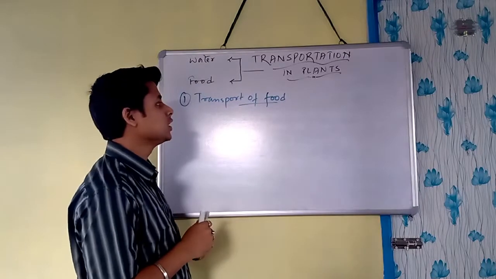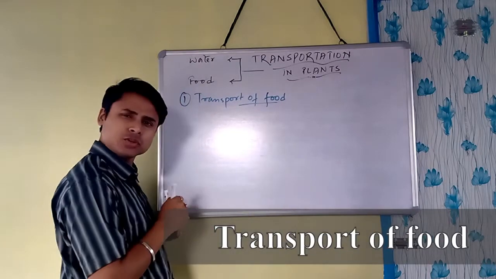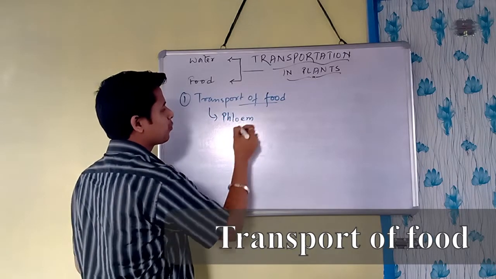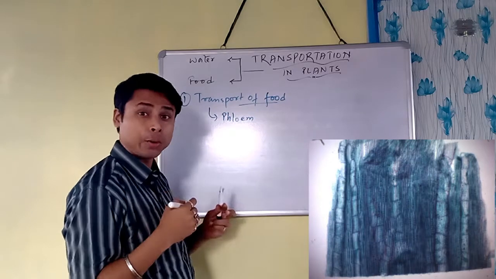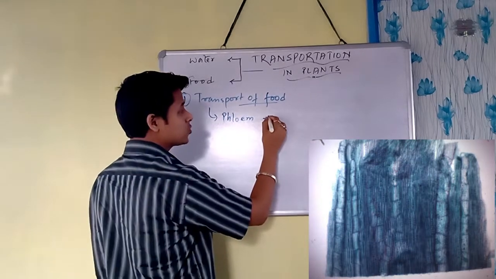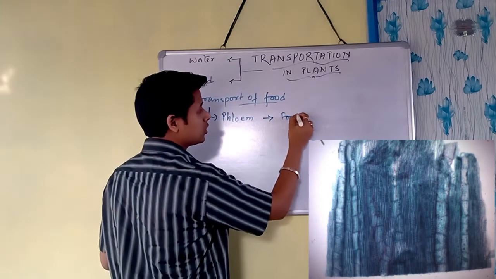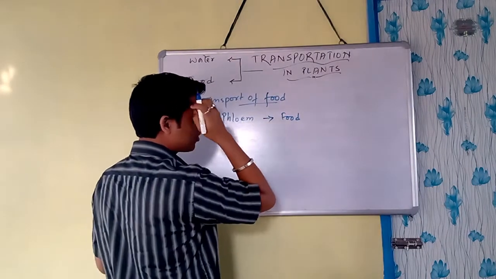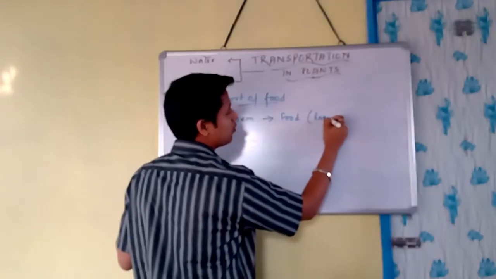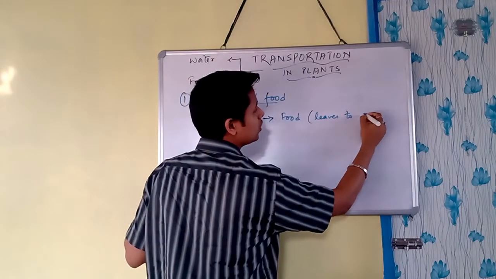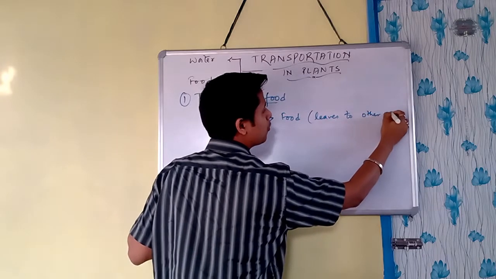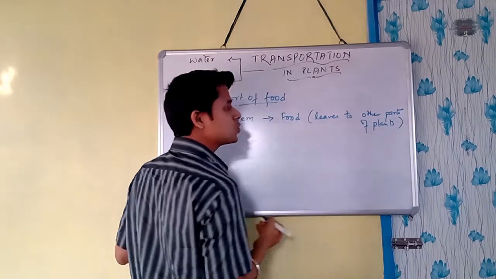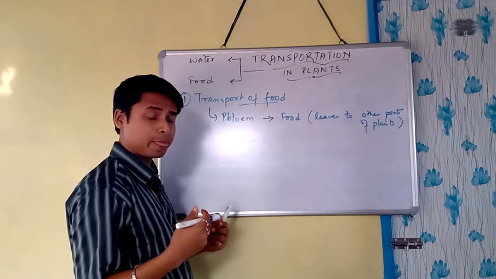Now we will see transport of food. Transport of food takes place with the help of phloem, right? What does it have to do? It has to transport the food, the food prepared after photosynthesis. From where to where does it have to transport? From the leaves to the other parts of the plant, right?